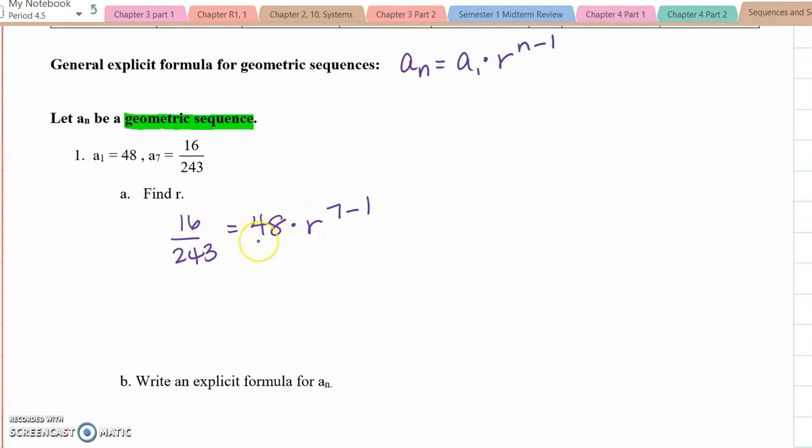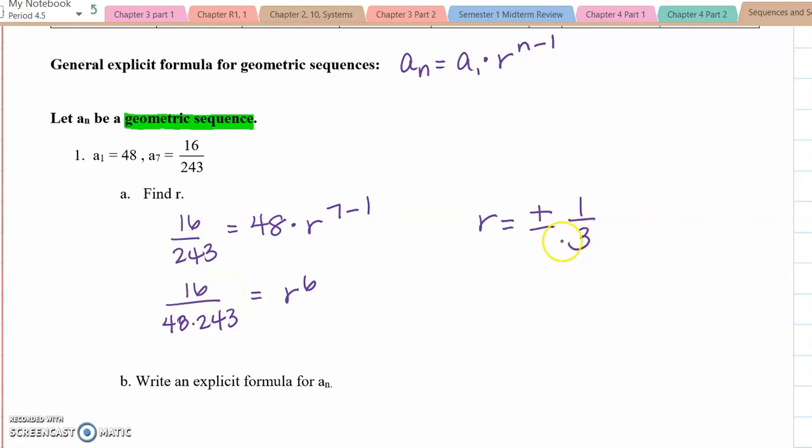So I'm going to divide both sides by 48. And that's going to be equal to r to the power of 6. So to get r by itself, you're going to have to take the 6th root of both sides. Because 6 is an even number, you're going to have to remember the plus or minus. So it's okay that we have a plus or minus here for your r value. You get plus or minus 1/3 when you take the 6th root of this fraction over here.